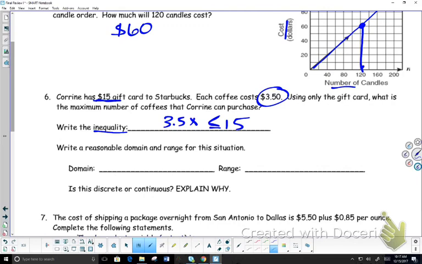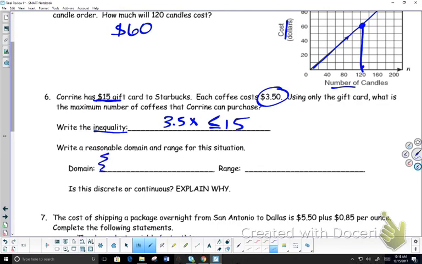Anyway, write a reasonable domain and range for this situation. Notice they didn't tell you if this is discrete or continuous. You always have to decide that. And so when you're looking at this, I want you to think about money. Money is continuous. But then I want you to think about coffee. Well, can you go in and buy half a cup of coffee? No, you either buy the coffee or you don't.